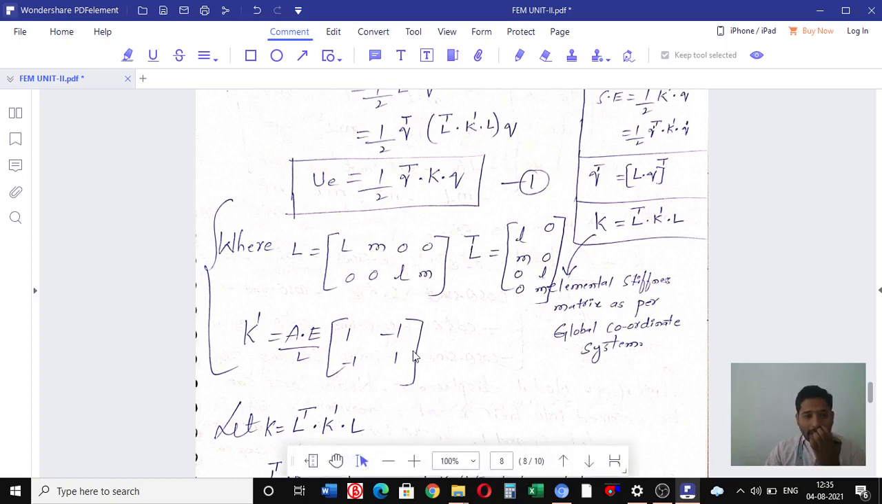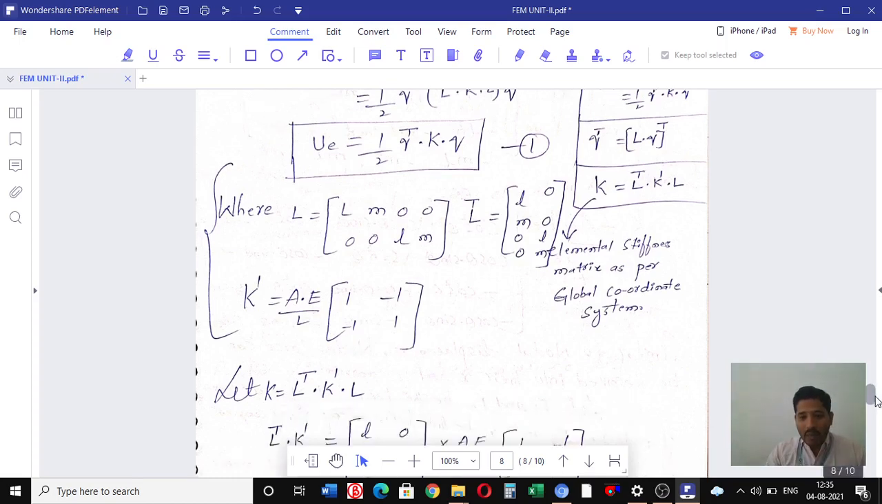After that, we know very well the elementary stiffness matrix in a local coordinate system. If clear, this is k dash equal to A1 E1 by L times [1 -1; -1 1]. After that we need to substitute in this above equation.